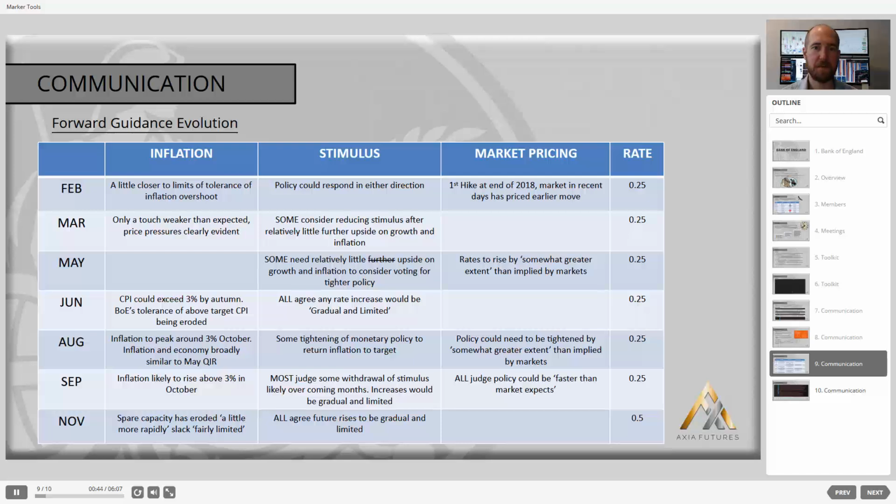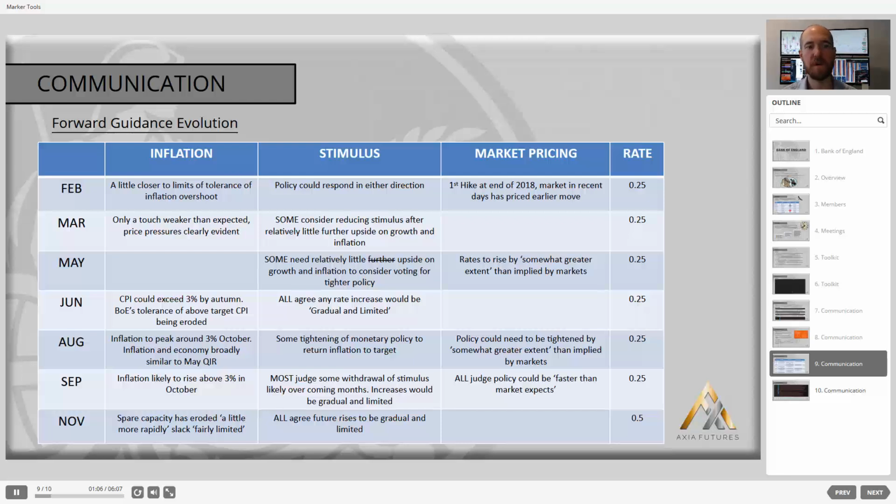They give a specific reference to when rates may well be hiked, and the first hike could be at the end of 2018. The market in recent days has priced in earlier moves. They're basically guiding the market away from the recent move, saying that the market has got a little bit too hawkish when they perhaps didn't need to be. And so this causes a move to unprice that slightly hawkish bias from the market.